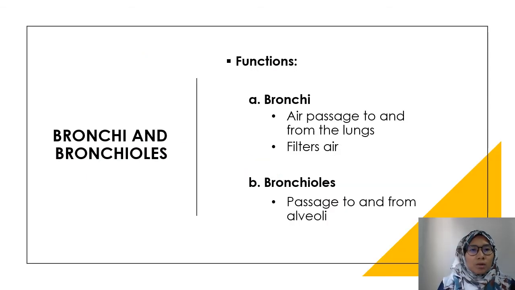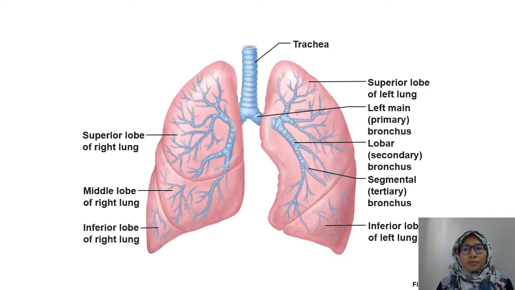Alright, we move to the bronchi and bronchioles. The function of the bronchi is air passage to and from the lungs, and also filtering the air. Bronchioles branch from the bronchi, a passage to and from the alveoli. Here is the primary bronchus. You can see it branches. It has the primary, the first branch, secondary, the second branch, and tertiary bronchus, the third branch, before it reaches the alveoli. So all of this is the conducting zone.